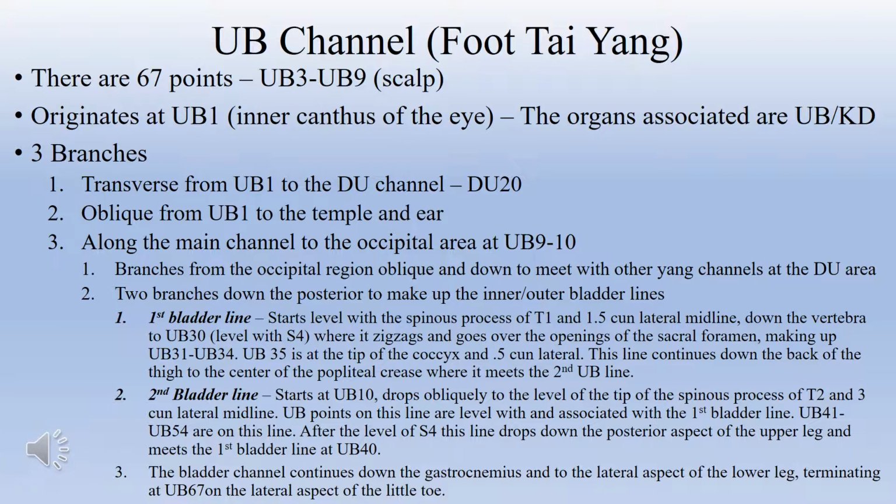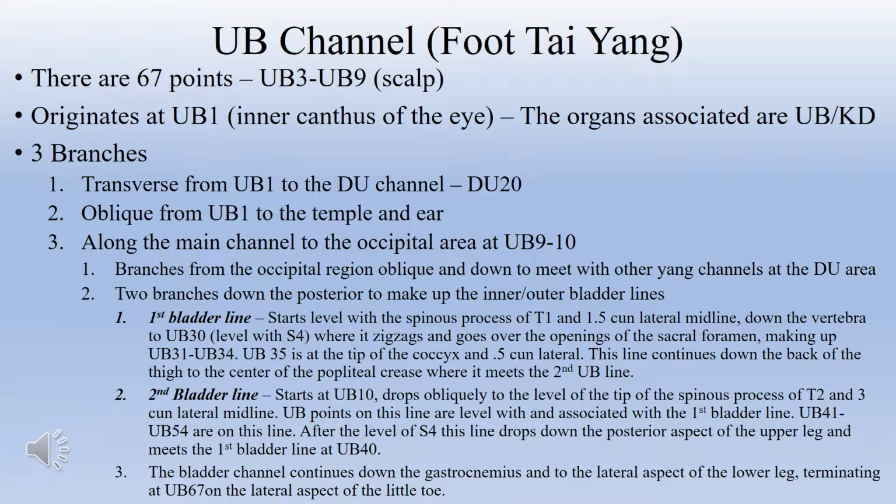Branches from the occipital region go oblique and down to meet with the other yang channels in the Du area. 2 branches go down the posterior to make up the inner and outer bladder lines. The first bladder line starts level with the spinous process of T1 and 1.5 sun lateral to the midline. It goes down the vertebra to UB30 level with S4, where it zigzags and goes over the openings of the sacral foramen, making up UB30 through UB34. UB35 is at the tip of the coccyx and 1/2 sun lateral. This line continues down the back of the thigh to the center of the popliteal crease where it meets the second UB line.